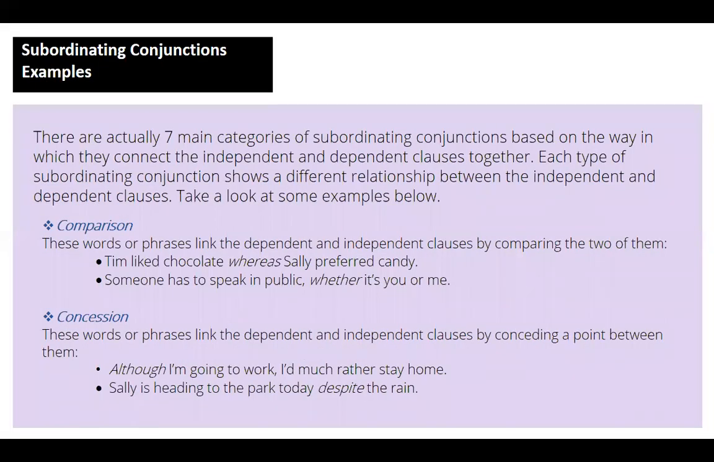And subordinating conjunction examples. There are actually seven main categories of subordinating conjunction based on the way in which they connect the independent and dependent clauses together. Each type of subordinating conjunction shows a different relationship between independent and dependent clauses. Take a look at some examples below.